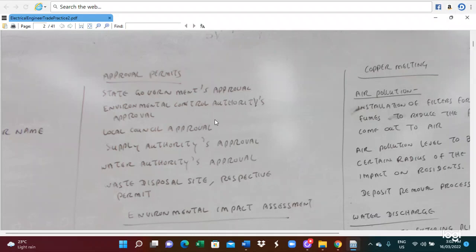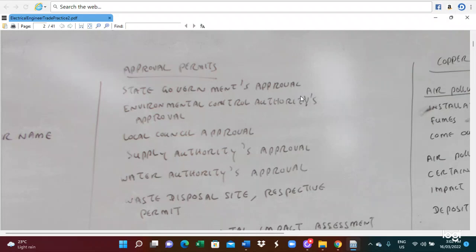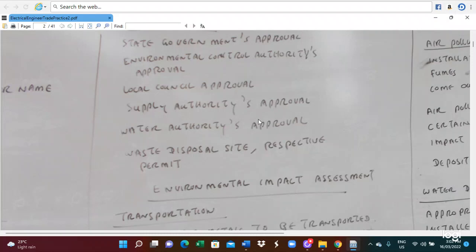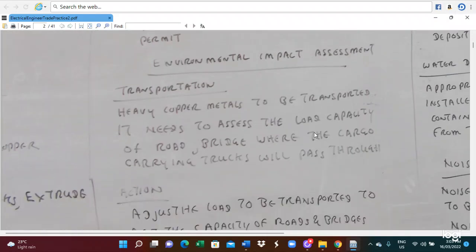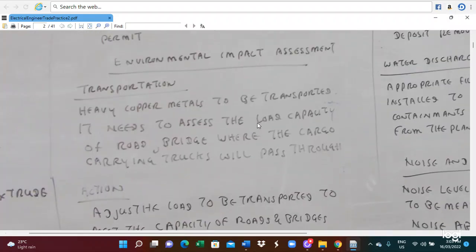When we are working as an electrical engineer on an electrical installation, you find out the approvals and permits. When you install the electrical installation, we have to seek the permit from the government authority. The approvals include state government approval, environmental control authority approval, local council approval, supply authority approval, and water authority approval, with disposal sites and permits. Those things have to be considered. Then we also have to do the environmental impact assessment, because we need to assess how much environmental damage your project can cause.